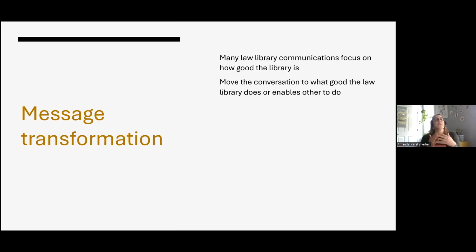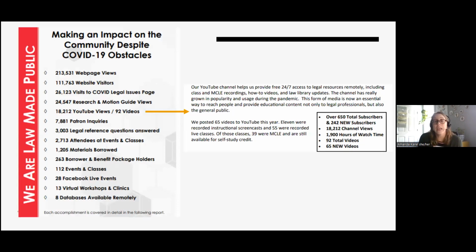So essentially what I'm asking you to do is try and transform your messages. Libraries need to move the conversation from how good the library is to what good the law library does or enables others to do. And you can see glimmers of this move in some annual reports. Now, here's an early attempt by the Olmsted County Law Library in Minnesota. They used narrative to explain what good the library does or enables others to do off of most of these data points. Unfortunately, though, heavy narrative isn't always ideal.